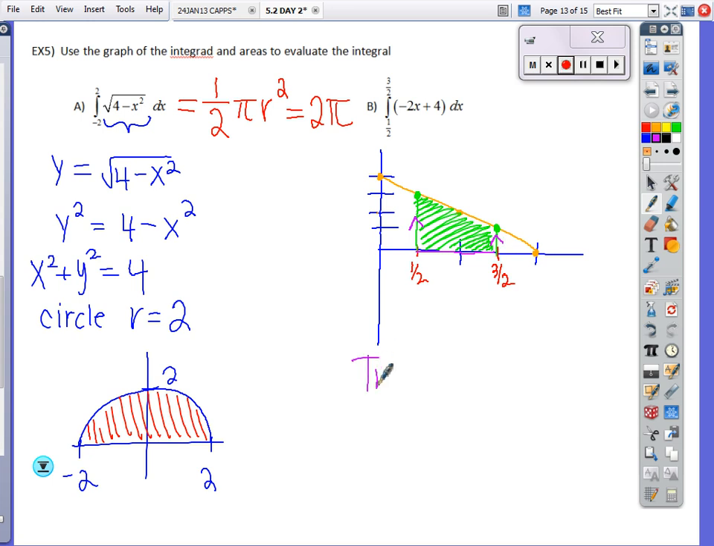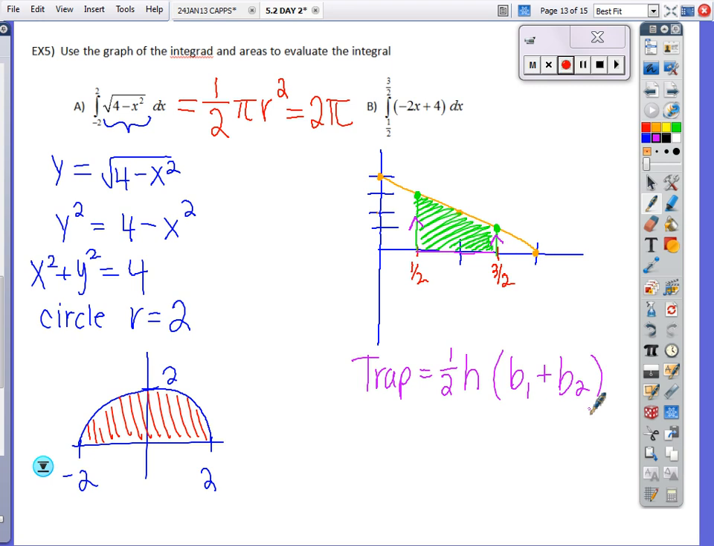So trapezoid. The area formula is 1/2 times the height times base 1 plus base 2. The other way to see it is the average of the bases. Average meaning add them, divide by 2, and then multiply by height. That's the formula for the area of a trapezoid. You 100% don't get that on the AP, so you do need to know that area formula.